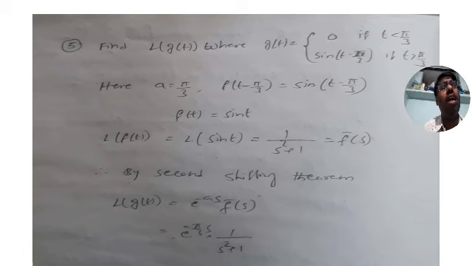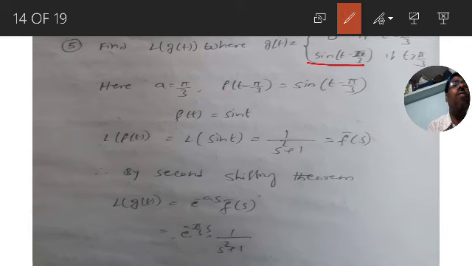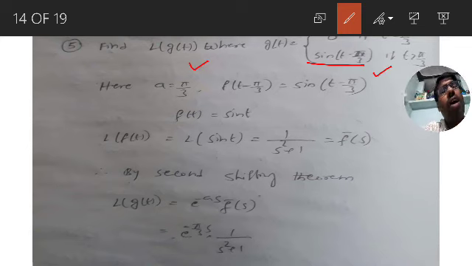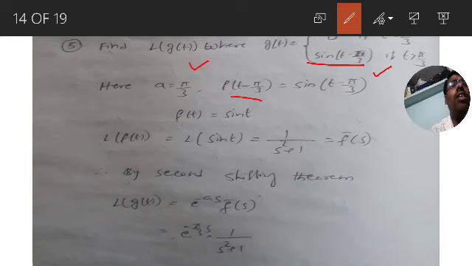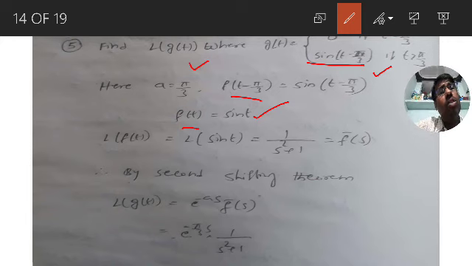So what is the a value? A value is pi by 3. And instead of f of t minus a, we are having sin of t minus pi by 3. So a is pi by 3 and f of t minus pi by 3 is sin of t minus pi by 3. At place of t minus pi by 3, substitute t, you get f of t is equal to sin t.